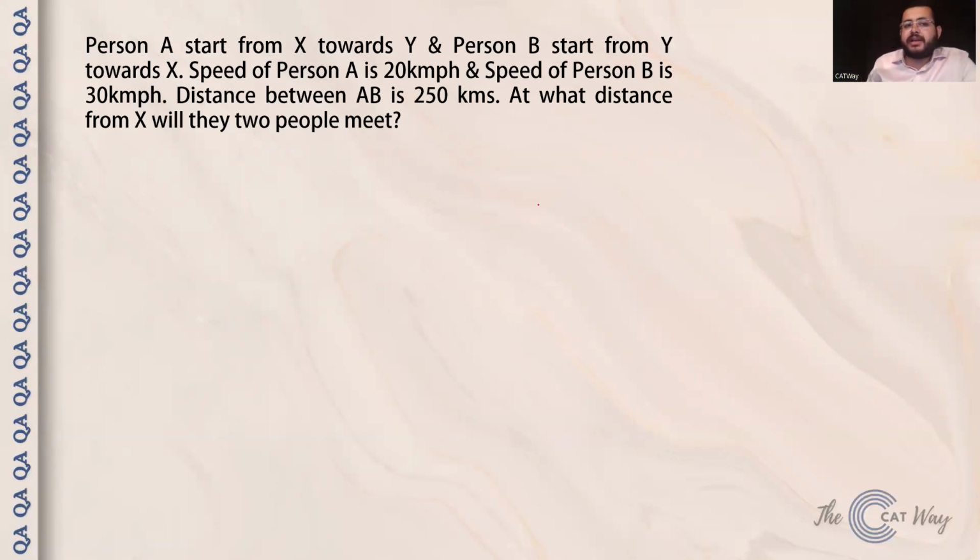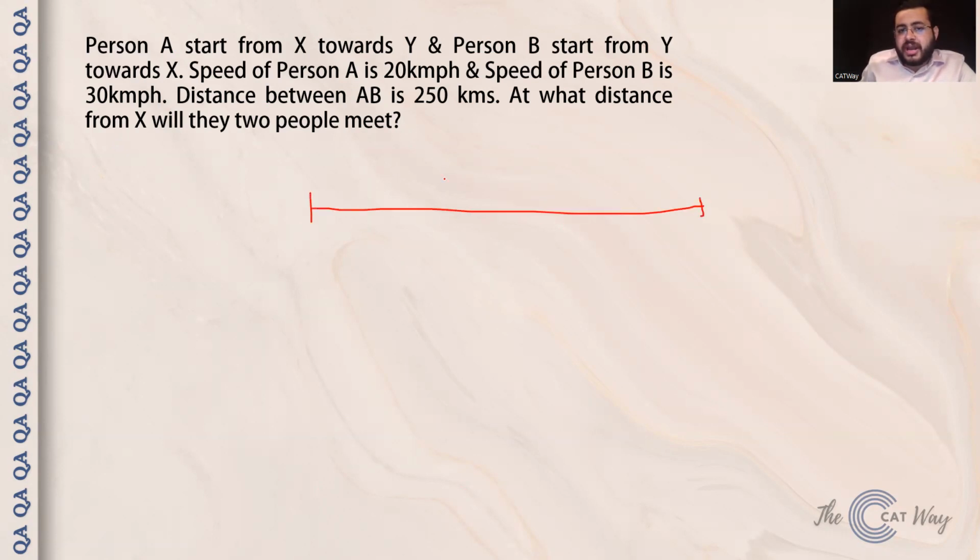So what do we have? There are two people. Person A starts from X towards Y and person B starts from Y towards X. Speed of A is 20 kmph and speed of B is 30 kmph. Distance between X and Y is 250 kilometers. At what distance from X will the two people meet, right?